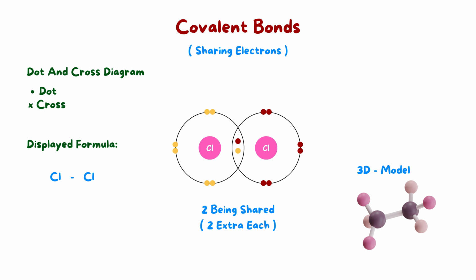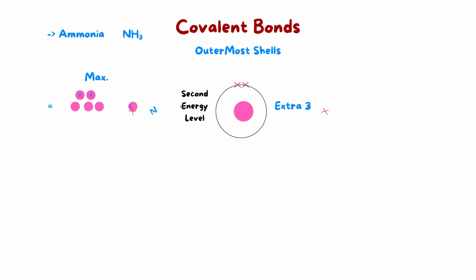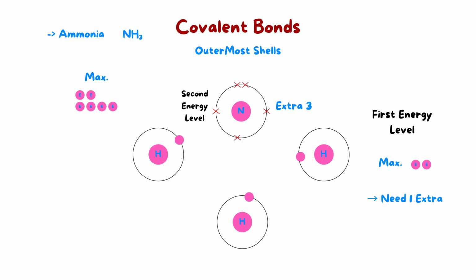For a slightly more advanced example, let's look at how covalent bonding works in ammonia, with the chemical formula NH3. From this formula, we know there's one nitrogen atom and three hydrogen atoms. We start by drawing their outermost shells. Hydrogen, which is in its first energy level, can only hold 2 electrons, meaning each hydrogen atom needs one extra electron to complete its shell.